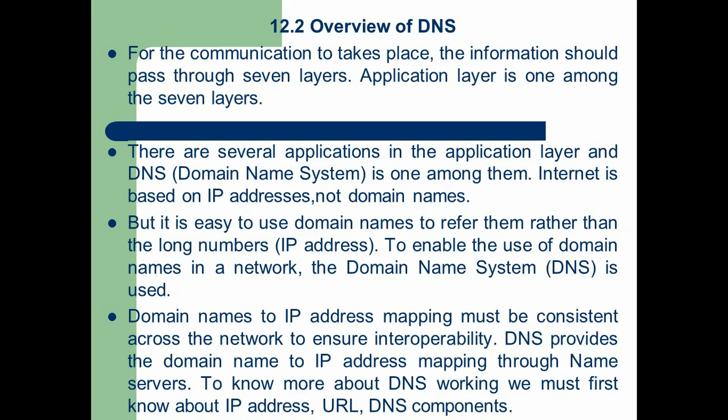The internet is based on IP addresses, which we already know, not on domain names. Technically, when we access any web page or any computer through the internet, all the computers and all the web pages are identified and accessed only through numbers. But because of our difficulty to remember different series of numbers, we use DNS, which enables the use of domain names in a network.